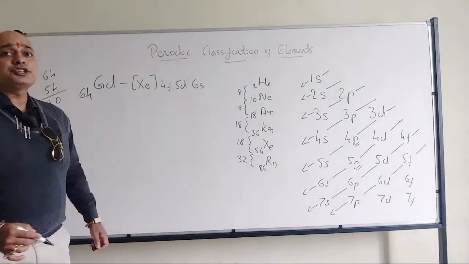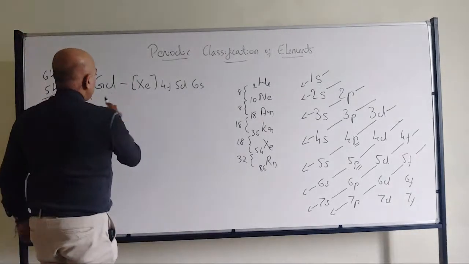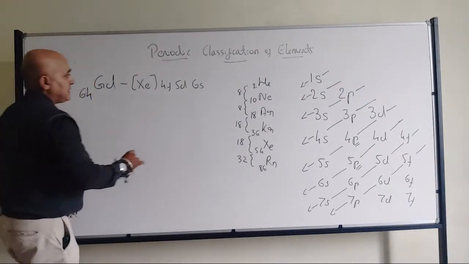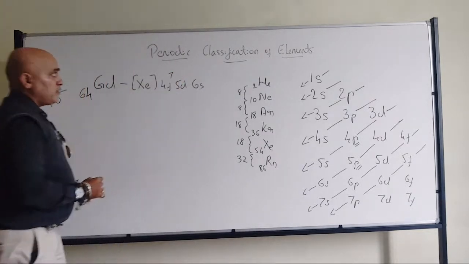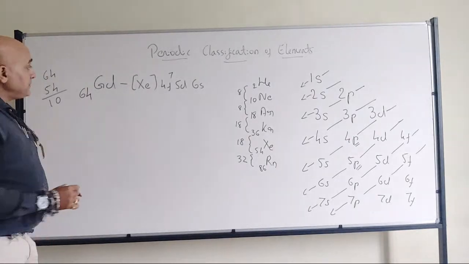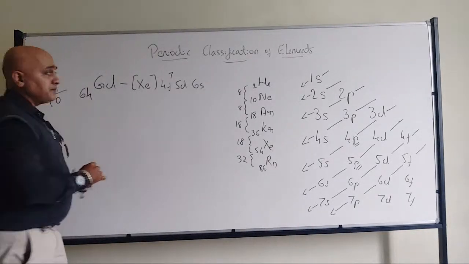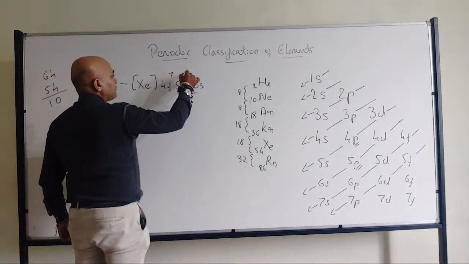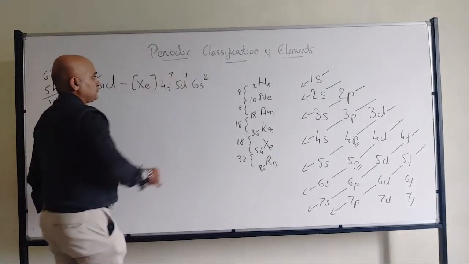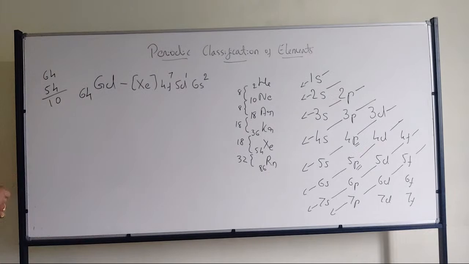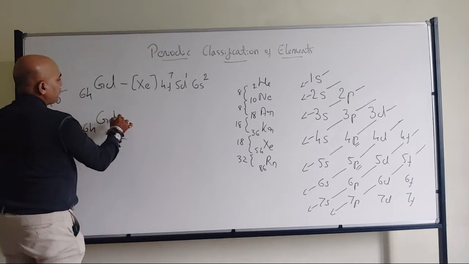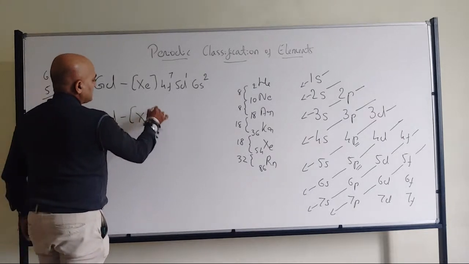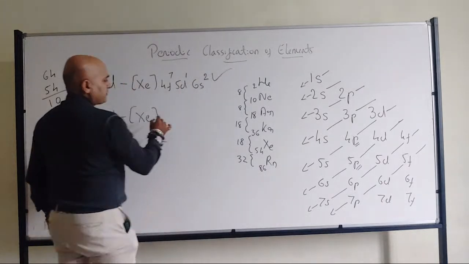Now I have to distribute the electrons. How many electrons? 10 electrons. Now I will go with half filled for f, 4f7. Then the leftover will be 3. So now I will go with 5d1, 6s2. Otherwise, if you go with the Aufbau diagram, this is the proper electronic configuration.